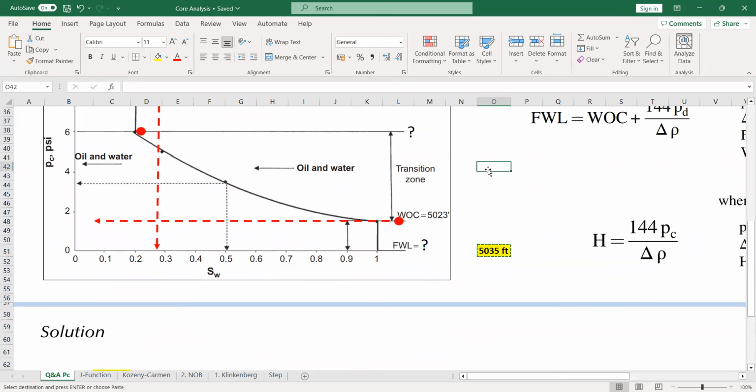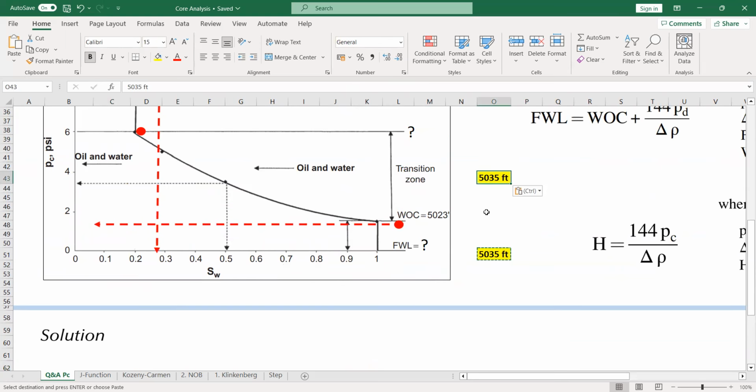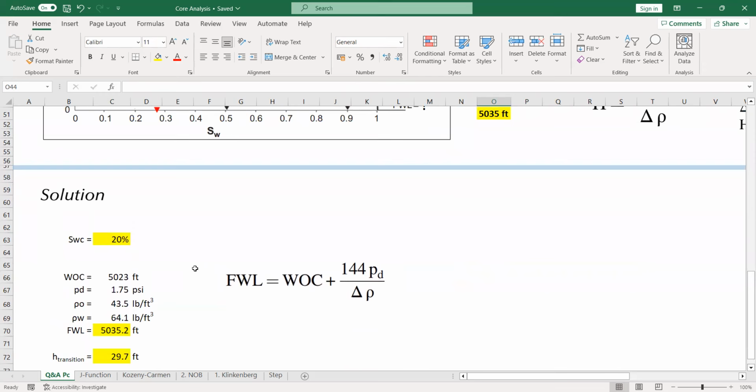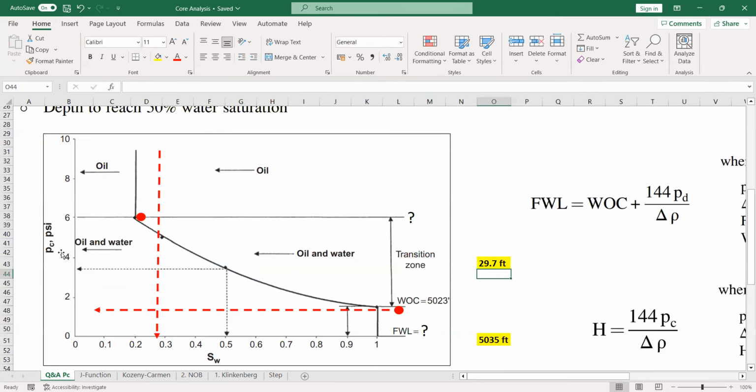So the transition zone thickness is 29.7 feet. All right, very easy and very interesting. And lastly is the capillary pressure at water saturation of 50%. So we have the picture already there.